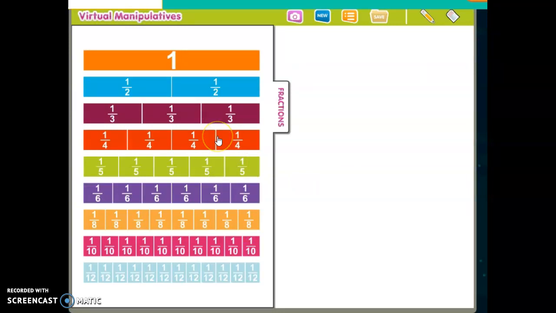Alright, today what we're going to talk about is counting fractions. Like, what if I had a third and a third right next to each other? Well, all together that would be, hopefully you said 2/3, because 1 plus 1 is 2. This would be 2/3.